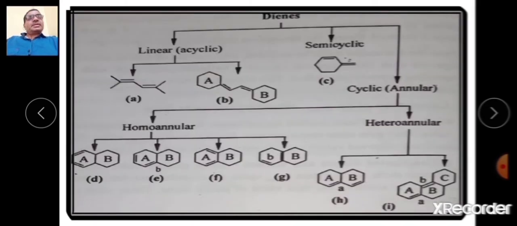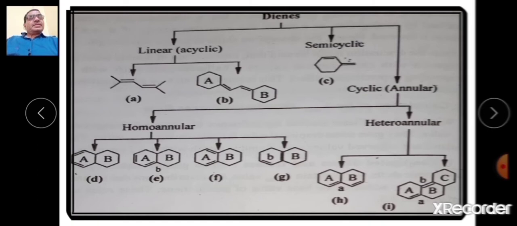These are the dienes. They are classified into three classes. That is linear, which is called acyclic. The second type is semi-cyclic, and the third is cyclic, also called annular. Now, linear, acyclic, that is open chain. Look here, this is also an open chain diene. Here, the diene is open chain again, although the diene is attached to the ring. It is not included in the ring, it is present as an acyclic diene.